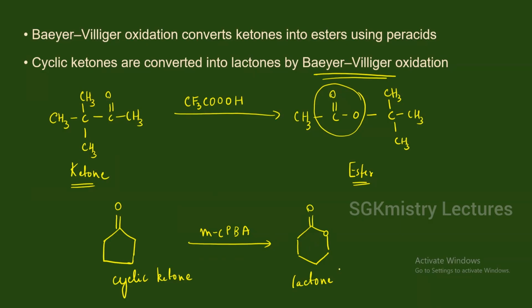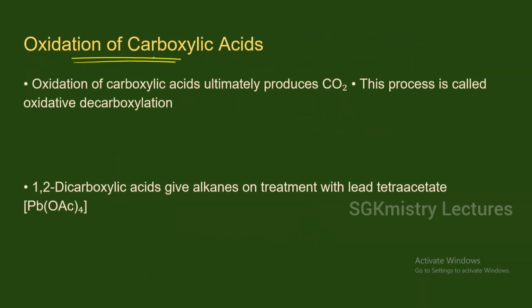So this is with respect to the oxidation of ketones. You need to use very strong oxidizing agents in order to facilitate the oxidation of ketones. Next, coming on to oxidation of carboxylic acids. Carboxylic acids on oxidation will give carbon dioxide. So this process is also called oxidative decarboxylation, because carbon dioxide is released or removed. Because of the oxidation of these carboxylic acids, carbon dioxide is produced, and since it is in the gaseous state, it is removed. So we call it the oxidative decarboxylation reaction.